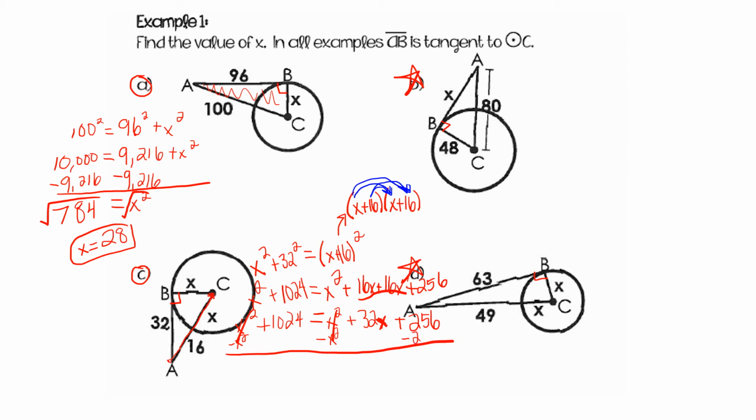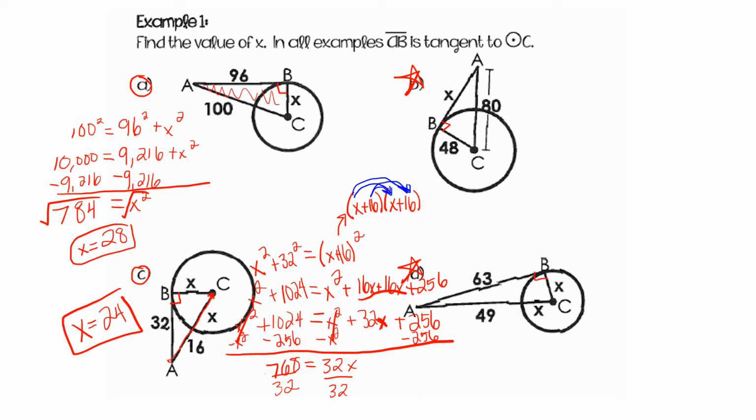So I'm going to subtract 256 from both sides so that I can isolate this x that's attached to the 32. So 1024 minus 256 is 768, which is equal to 32x. So if I divide by 32 on both sides, which is my last step, I get, and I'm going to write it over here, x is equal to 24. So that's how you're going to do B and D.